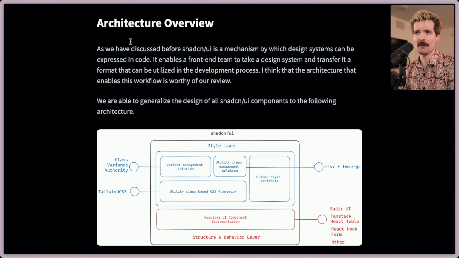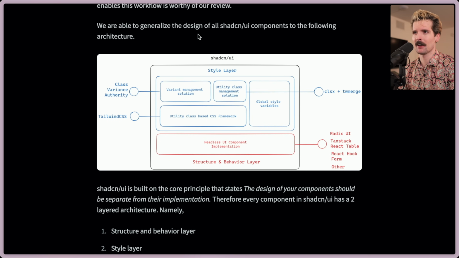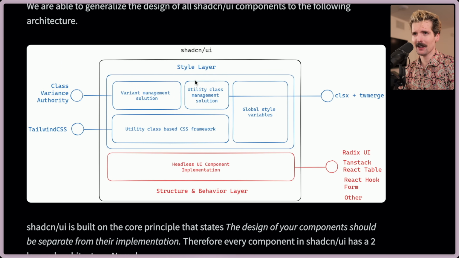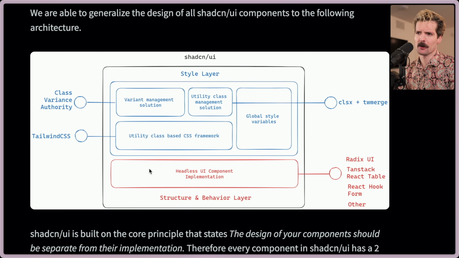Architecture overview. As we previously discussed, ShadUI is a mechanism by which design systems can be expressed in code. It enables a front-end team to take a design system and transfer it in a format that can be utilized in the development process. I think this architecture is worthy of our review. You're able to generalize the design of all ShadUI components into the following architecture. I love that as soon as I open Excalidraw, the author does too. Take a quick look at this guy. The ShadUI box is broken into these two pieces, the style layer and the structure and behavior layer.